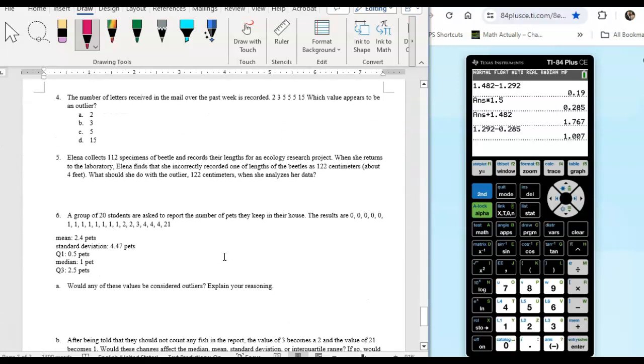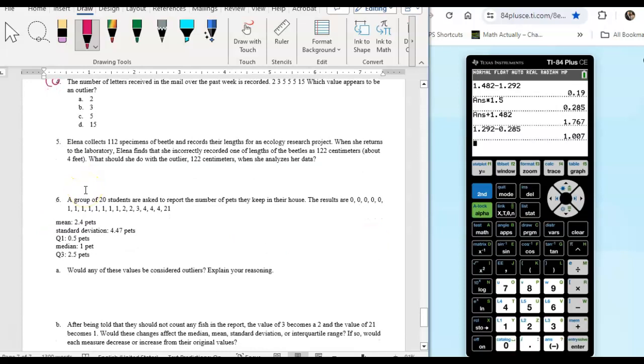Number 4, the number of letters received in the mail over the past week is recorded: 2, 3, 5, 5, 5, 15. Which value appears to be an outlier? So just by looking at this, we would probably say that 15 is the outlier, but I'm going to let you go ahead and decide that and circle that yourself. Make sure that you answer it.